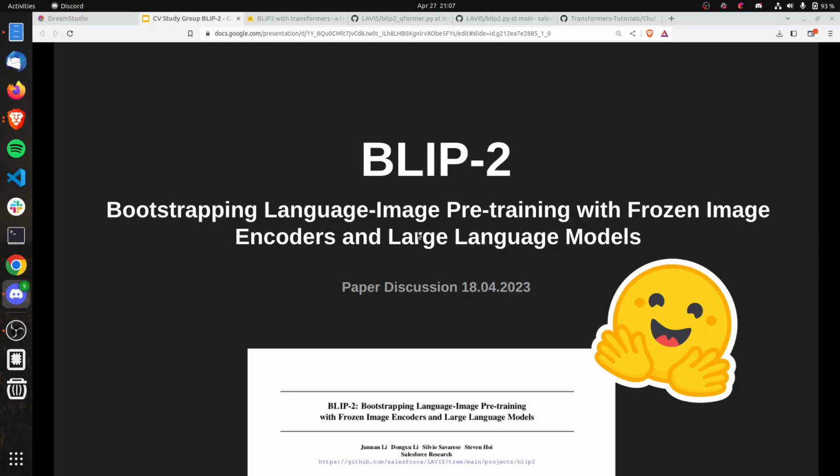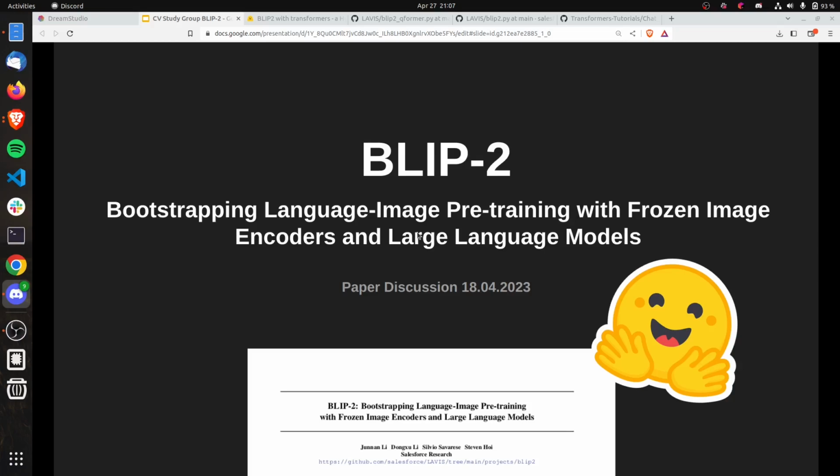Today I want to talk about the paper BLIP-2, Bootstrapping Language Image Pre-training with Frozen Image Encoders and Large Language Models. It's a paper that was published in January, and it's quite an interesting one. It comes from the Salesforce research team.